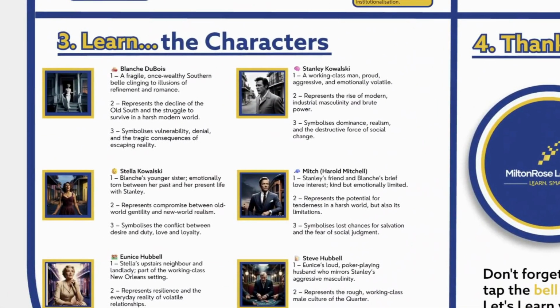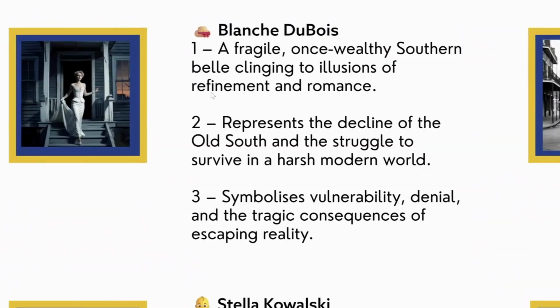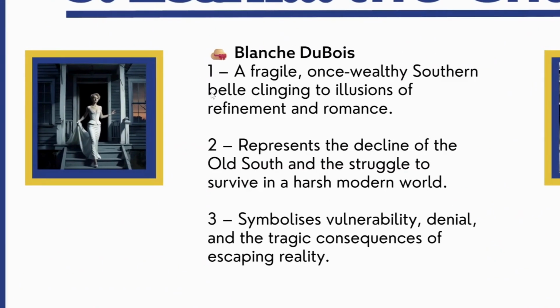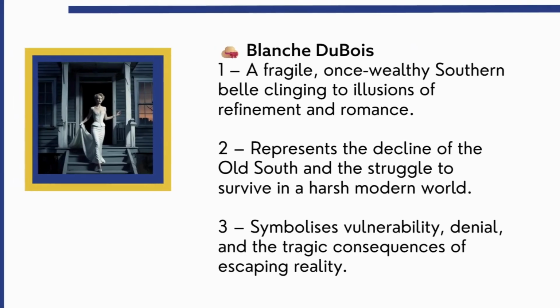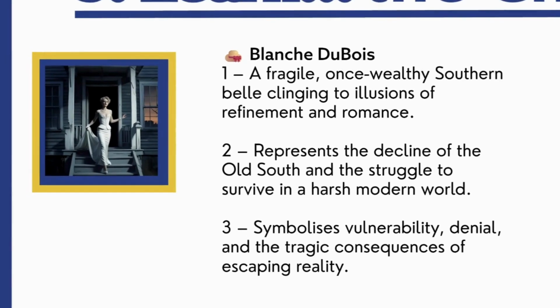Okay then, now if we look at some of the key characters. As we were talking about before, Blanche DuBois is the star of the show. She is a fragile, once quite wealthy southern belle, a very beautiful southern lady, but she clings to illusions of refinement and romance. She therefore represents the decline of the Old South and the struggle to survive in a harsh modern world.